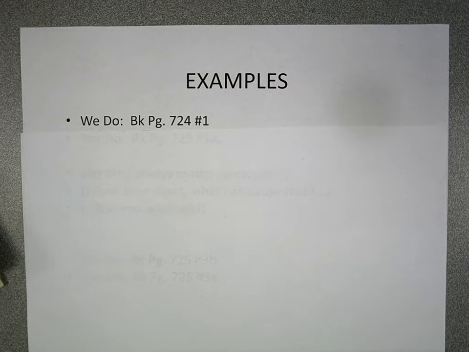On page 724, problem number 1, let's close read that. It says a coin is tossed 50 times and it lands on heads 28 times. Find the experimental probability and the theoretical probability of the coin landing on heads. Then compare the experimental and theoretical probabilities.